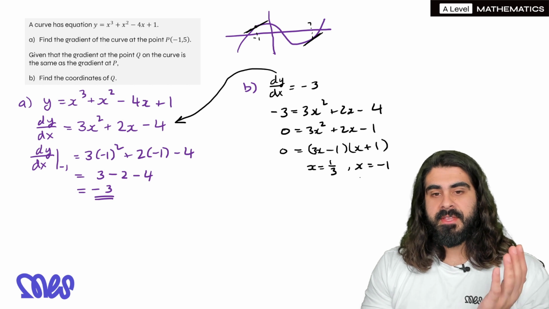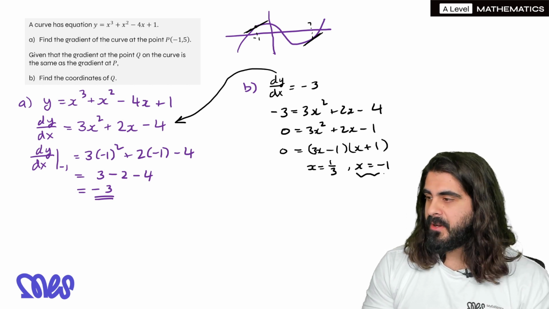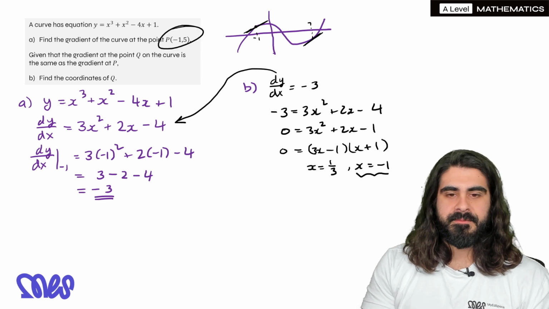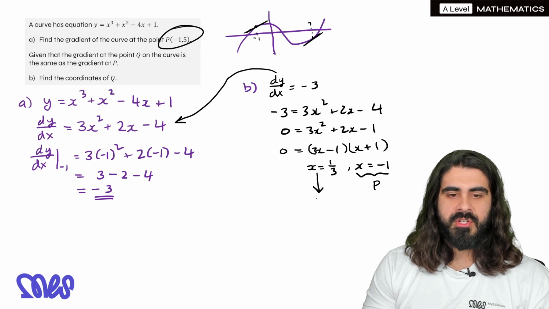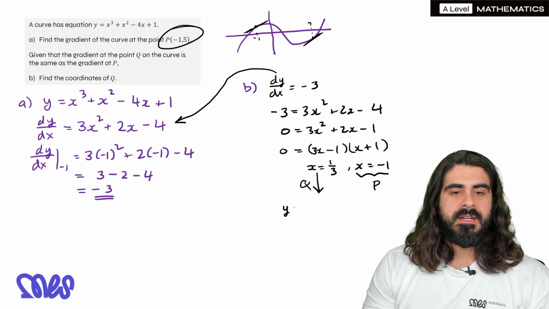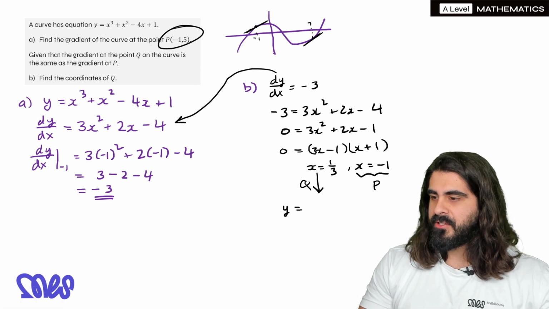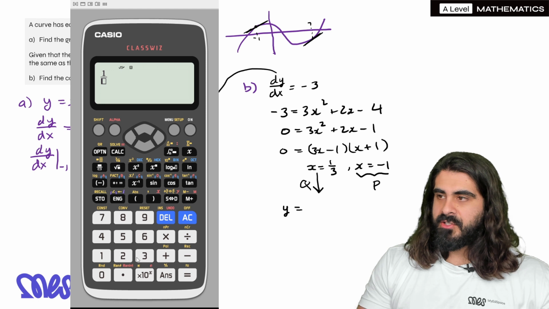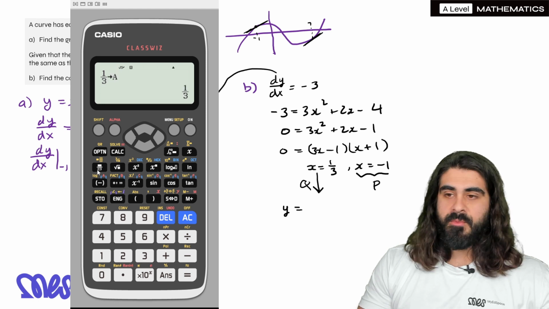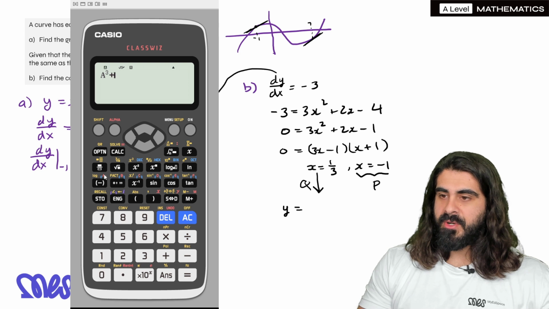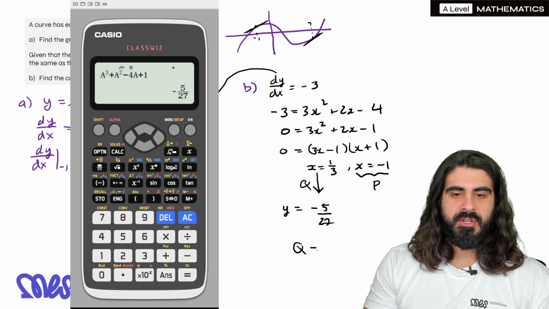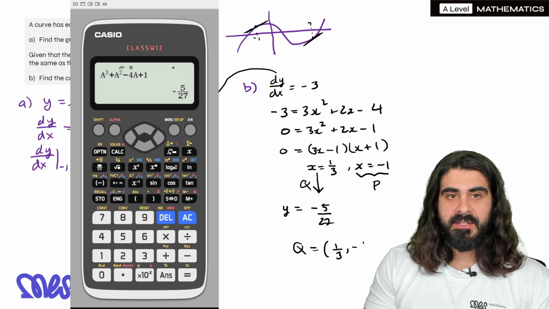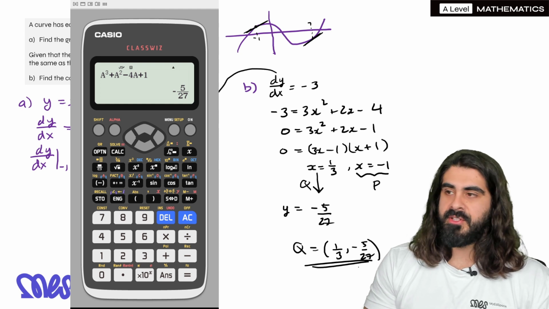Now you might recognize that one of those solutions we know already. x is minus 1. That's the point P. So the point Q is x equals 1/3, and that's the one we're interested in. So all that's left is we need to find the y value. And for that, we're going to sub that into the calculator. Easiest way for me to sub this in, I think, is to do 1/3, store it as a, and then do a cubed plus a squared minus 4a plus 1, which gives minus 5 over 27. So the coordinates of Q is 1/3 and minus 5 over 27. And that's the answer to this question.